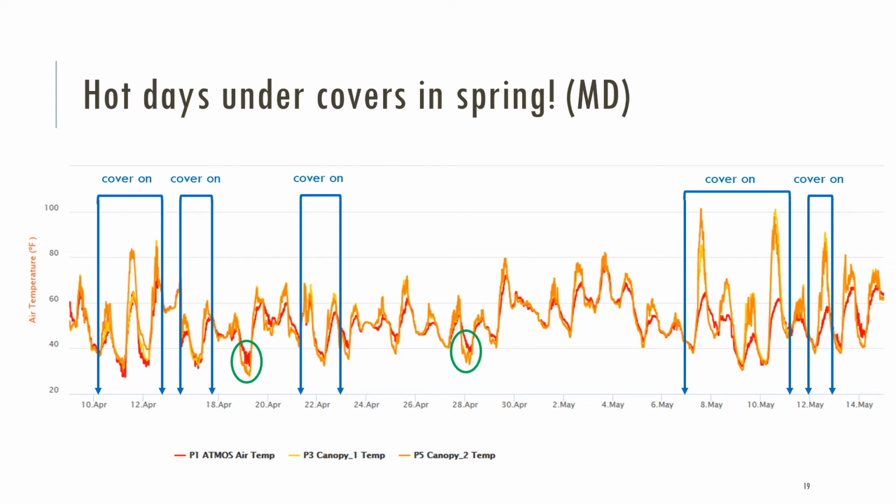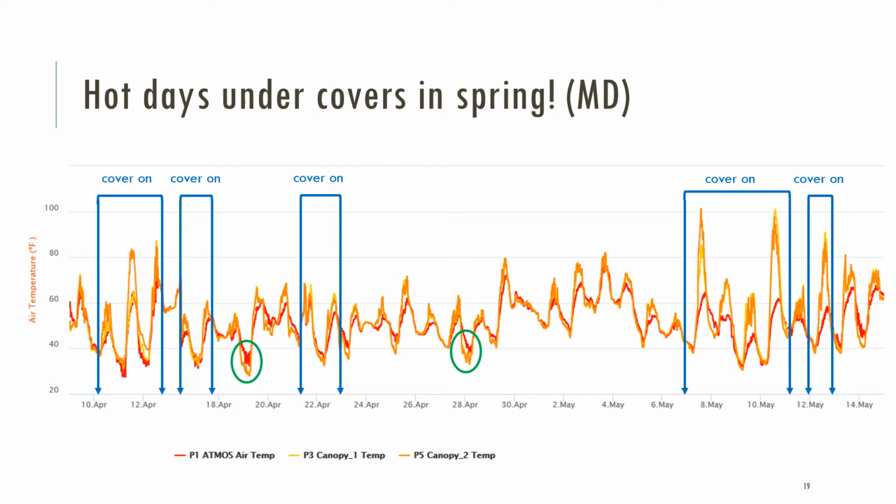You can see that during night, mostly the row covers were able to increase the temperature in the canopy, which is what we expected. But what I want to show you here is the striking differences in the temperature during the day if the cover was on. So especially in those two time frames at the beginning of May, you see that the temperature underneath the row covers reached almost 100 degrees Fahrenheit during the day. And during the night it was below 40. So those are just huge differences that the row covers can make.